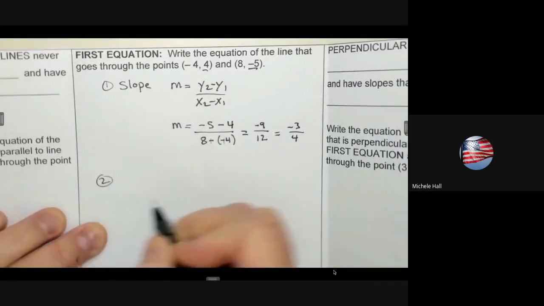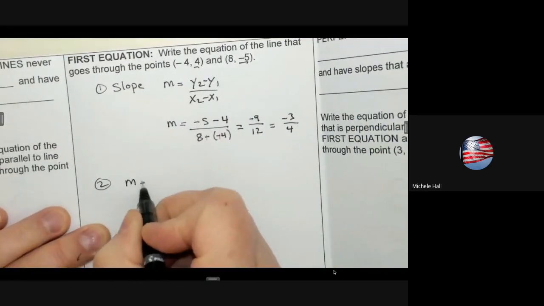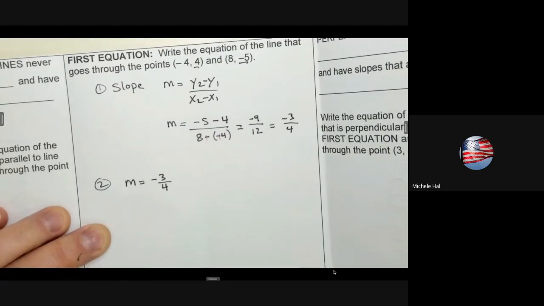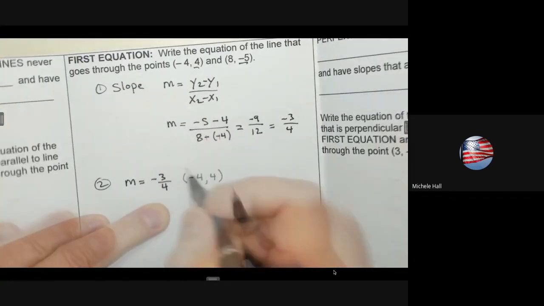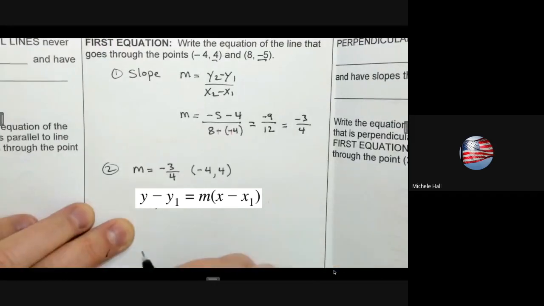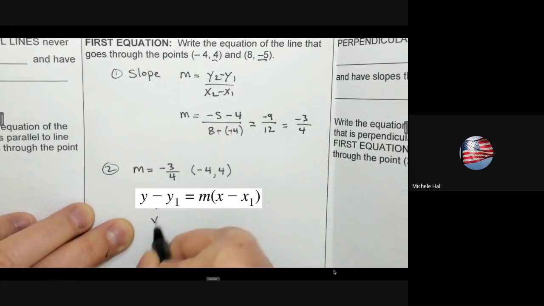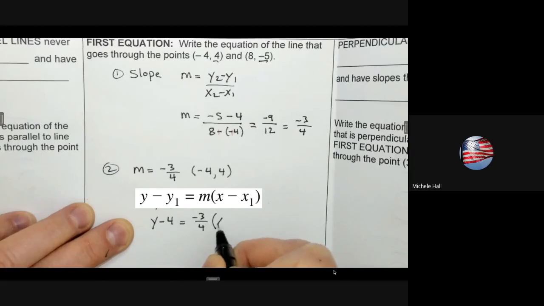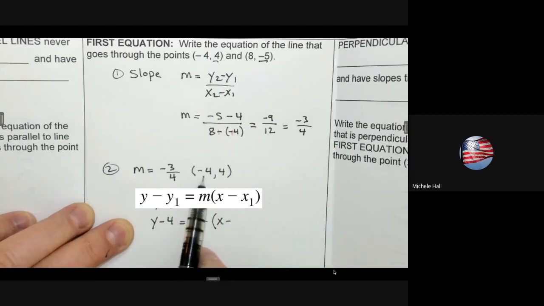So we have our slope is -3/4. And now I'm going to write an equation. I'm going to use the point -4, 4. And I am going to use the point slope formula. Okay, we have y minus 4 equals my slope times x minus, x1 is also negative, -4.